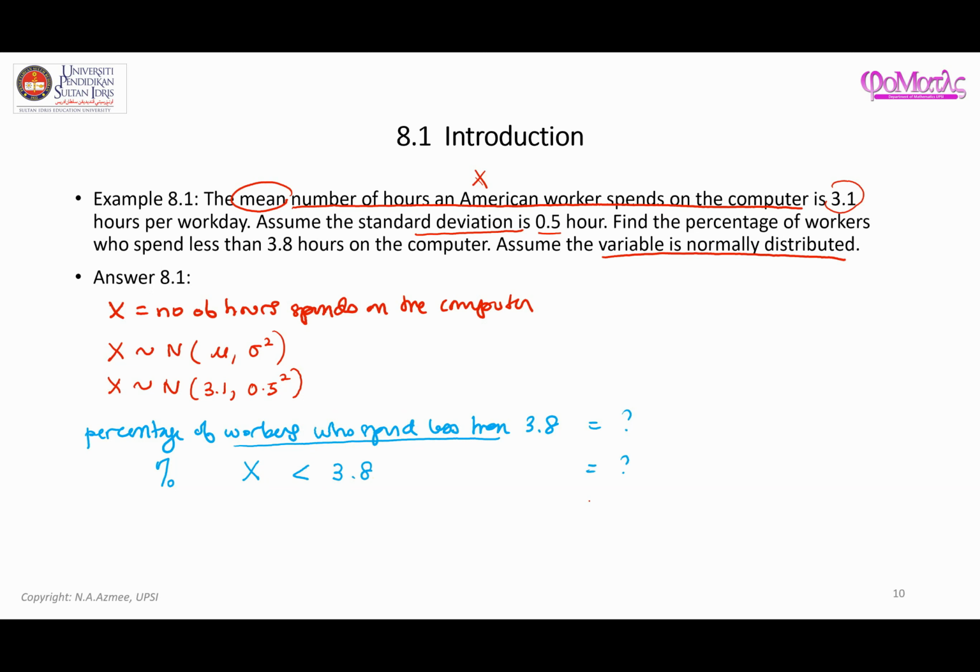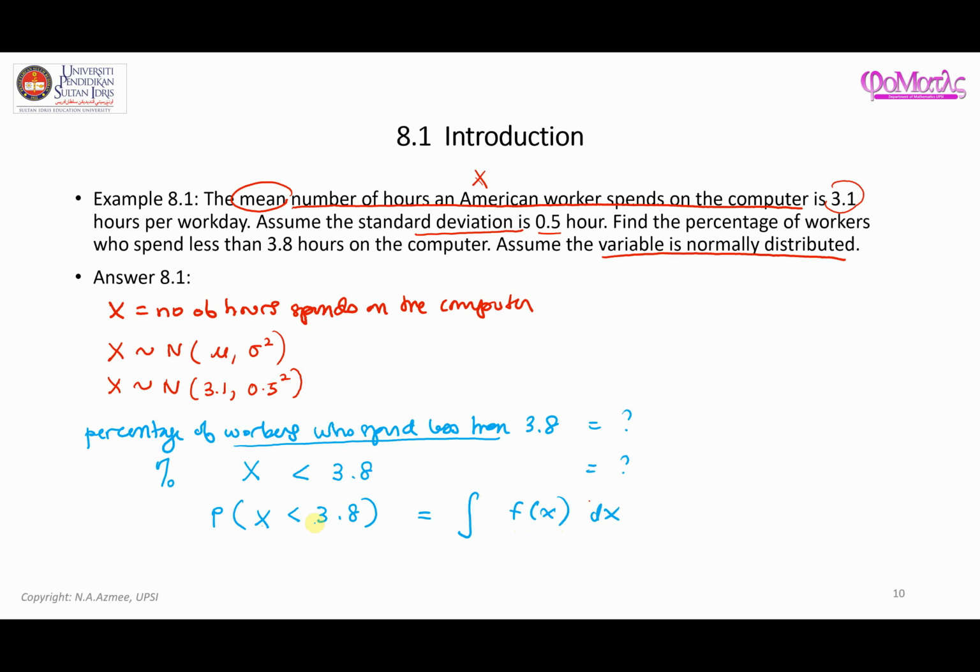What is the result of that? The percentage here can be found if you find the probability that x takes a value of less than 3.8. And we have learned in the earlier chapter on continuous probability distributions that if you want to find the probability x less than 3.8, what you should do is integrate a function, which is f(x), the probability density of x.